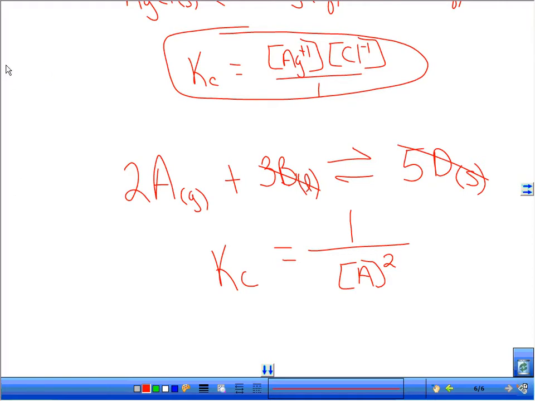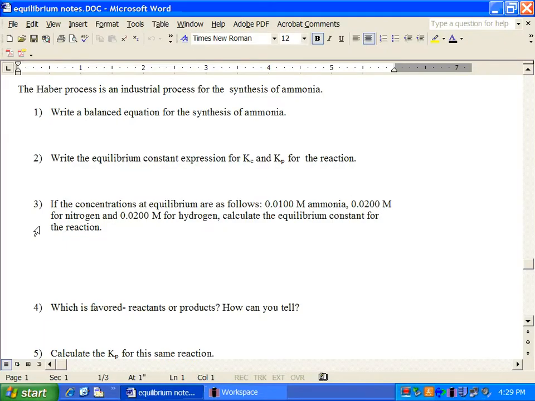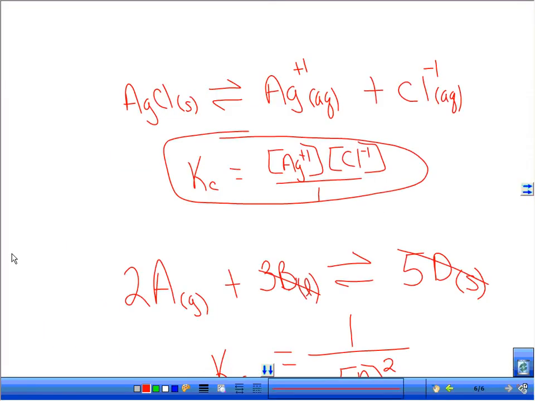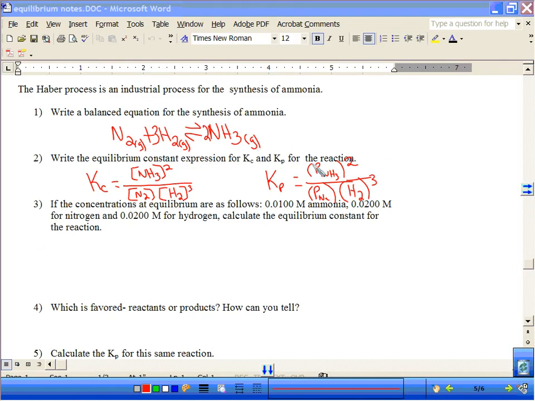All right, let me go back to this. Let's go back here. Oh, one more. All right, we were back to this, and this is our expression. And so now it says if the concentrations at equilibrium are 0.01 molar ammonia, 0.02 molar nitrogen, and 0.02 molar. And here, this is real important, at equilibrium.